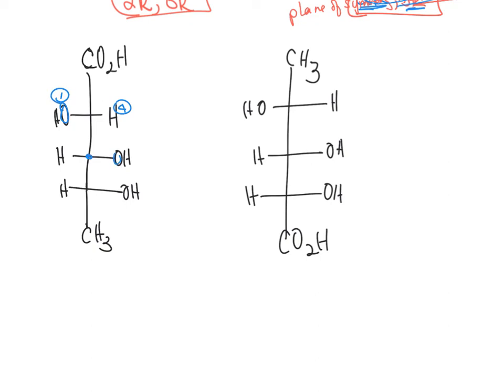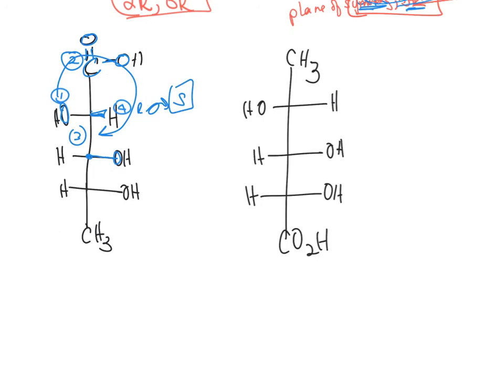Sometimes you need to write this out, the Lewis structure. Okay, so this is a carboxylic acid. So this is a carbon bonded to three oxygens. That's going to be a higher priority than a carbon bonded to one oxygen. So when you connect the one, two, three, that is R, but the hydrogen's coming at you, so R will switch to S. So this one's an S.